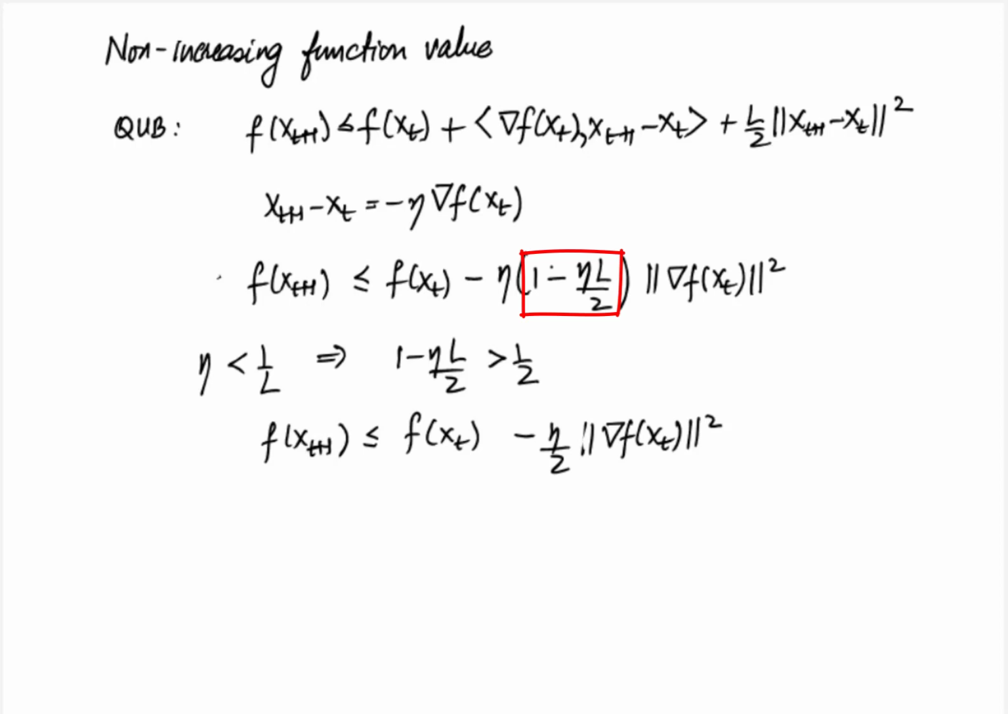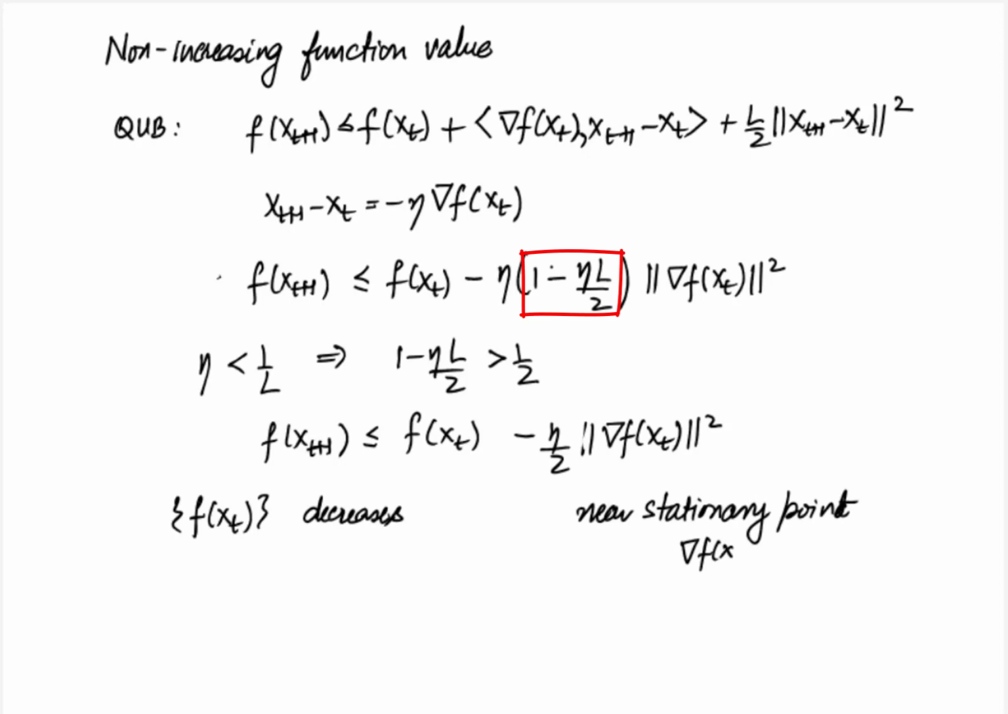From this we can conclude that as long as the chosen step size is less than or equal to 1 by L, the sequence f of xt in gradient descent always decreases by an amount that depends on the norm of the gradient squared. This is interesting because near the stationary point, we have that gradient f of x star is equal to 0, so progress is also slower.